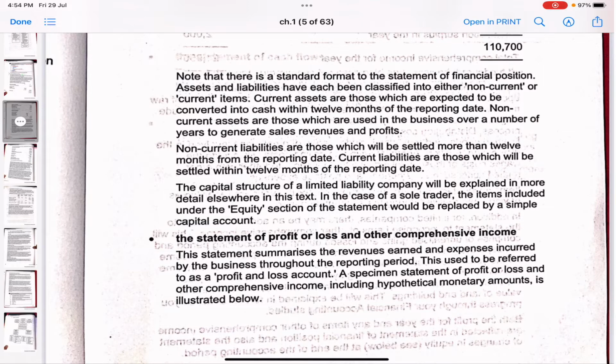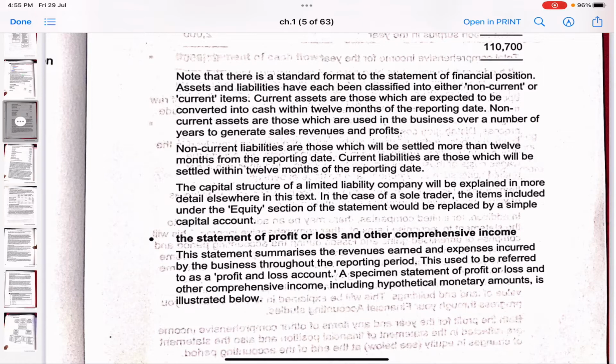Now let's come to what the capital structure of a limited liability company will be. If you want to know about the capital structure of a limited liability company, it is explained in more detail somewhere else. We will see that in the following chapters.